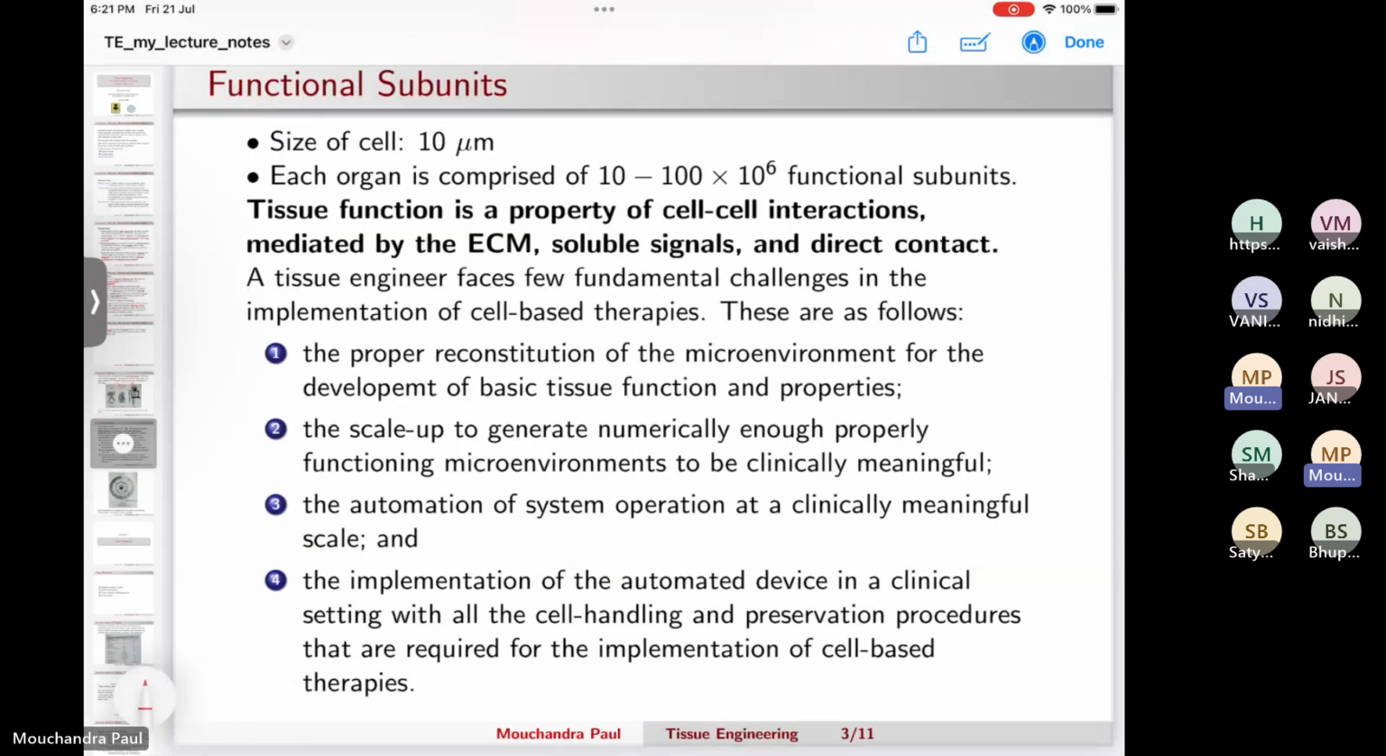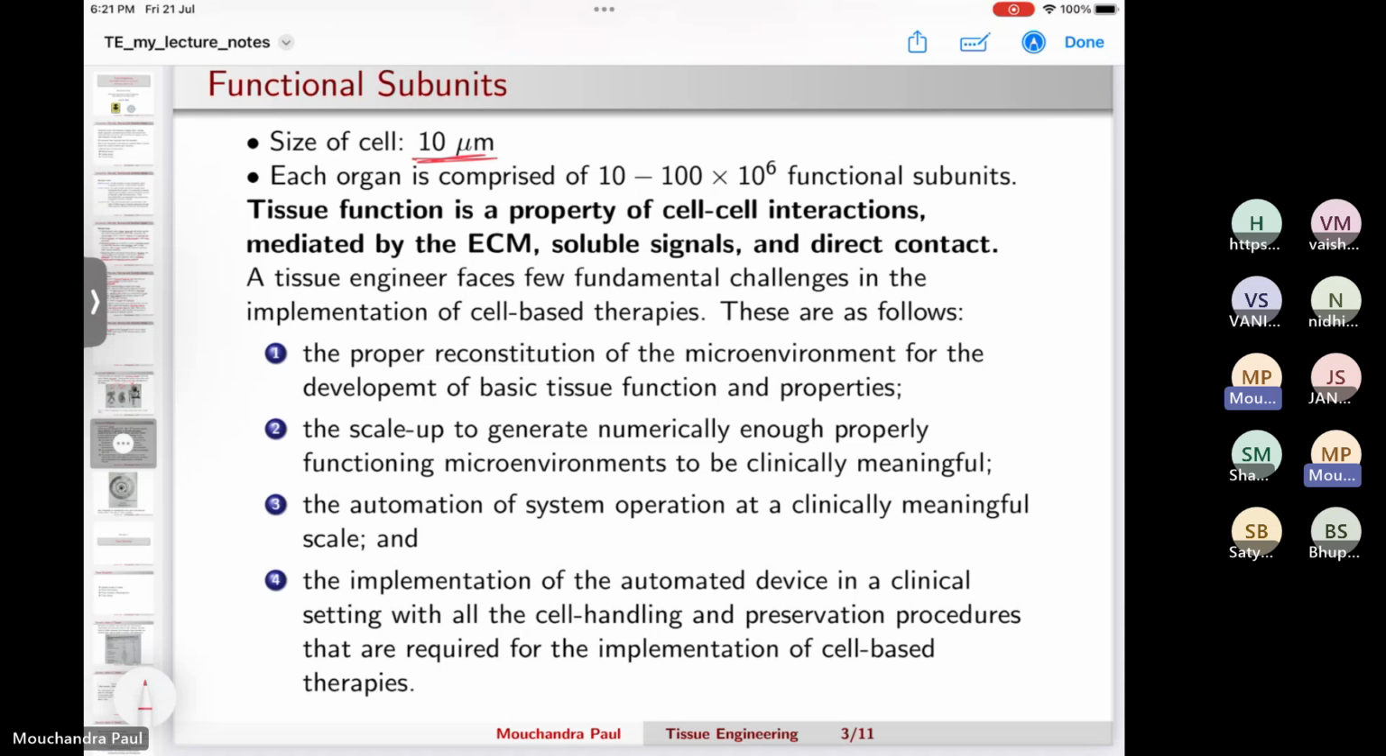See here, the size of one cell is approximately, it is an approximate number, different cell types have different cell sizes by the way, but if you average their sizes, it comes to around 10 to 20 micron. The size of a cell is 10 micron, and then you saw the size of a functional subunit is 100 micron, 10 times larger, right?